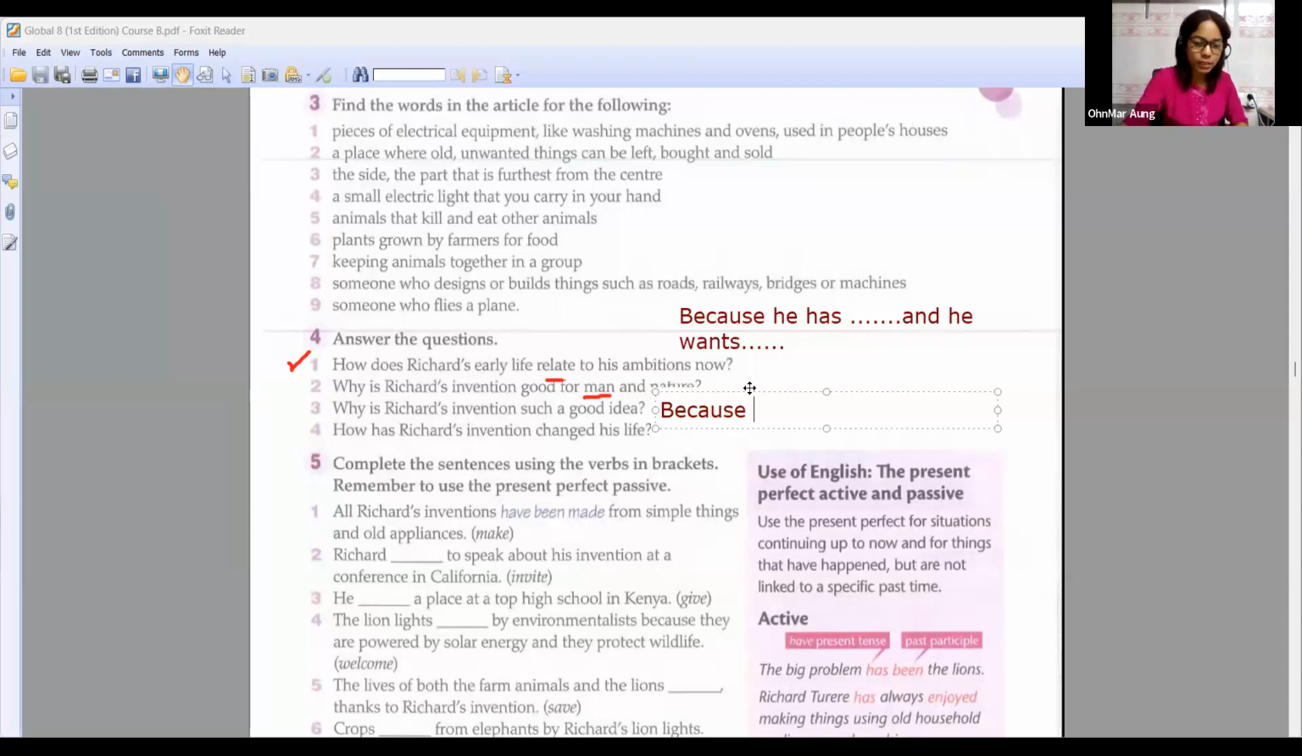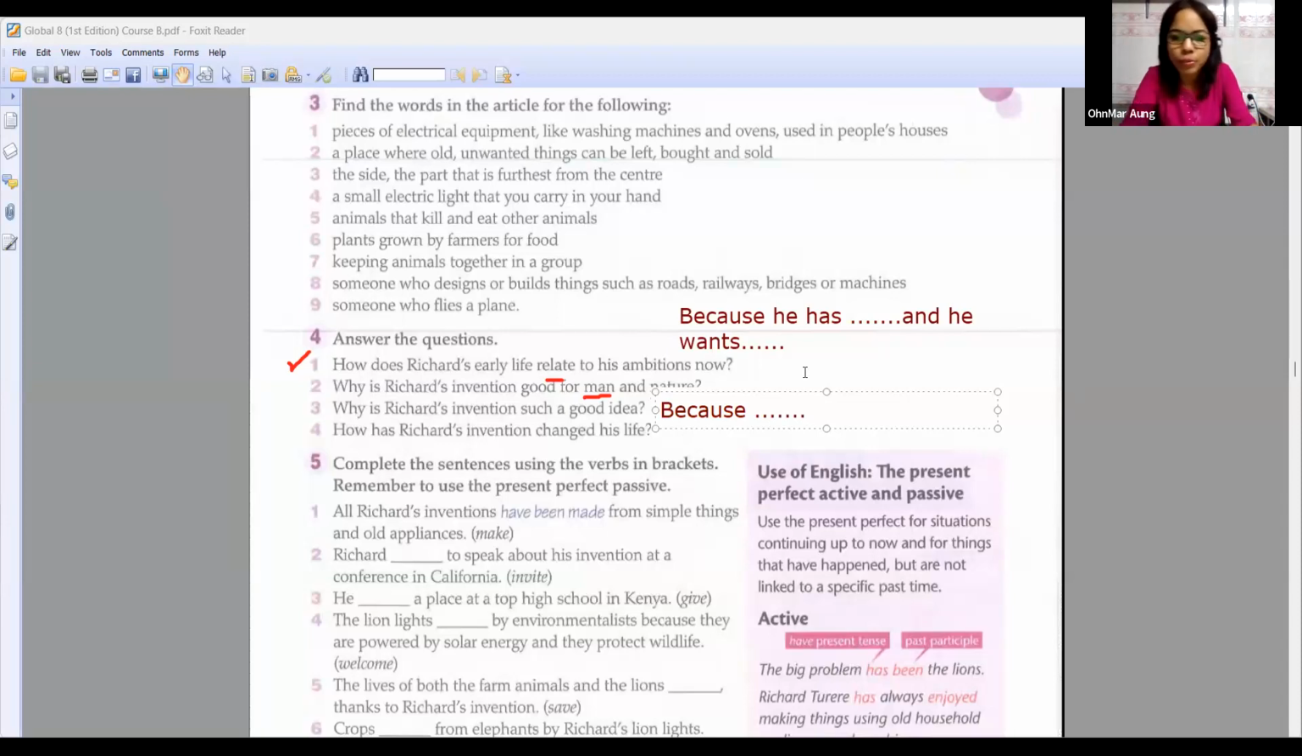So I would take the points from the previous answer again, because actually you are repeating the previous answer, the same idea. You can use your own words and make it short, because the farmers could afford to buy Lion Lights as it is not costly, and the lions are not killed anymore by the farmers. So it is understood. That is also okay. So number two and three are quite similar.